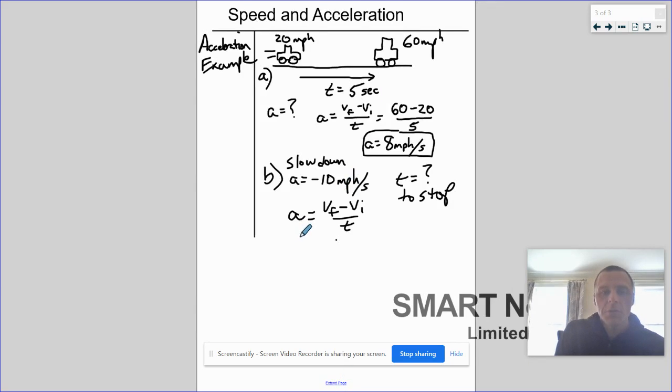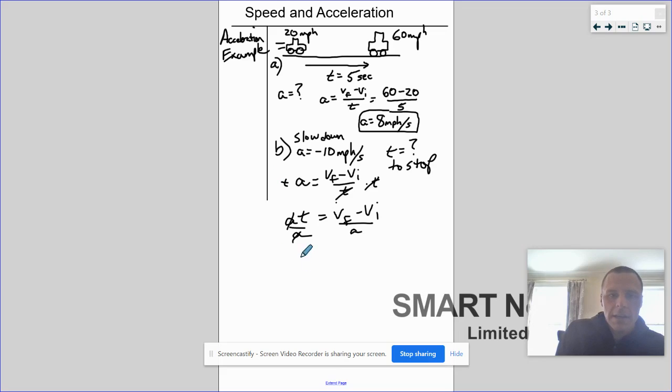It's going to take a few steps to solve this. I'm going to multiply both sides by T. So I'm going to get A times T equals VF minus VI. I want to get T alone, so I'm going to divide both sides by A. And I get T equals VF minus VI divided by A.